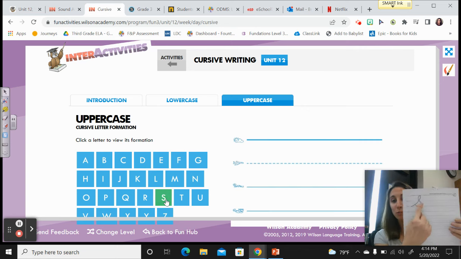So make a few more large capital S's at the top, and then you can do your best making some at the bottom there. I always say circle the ones that you love the most.